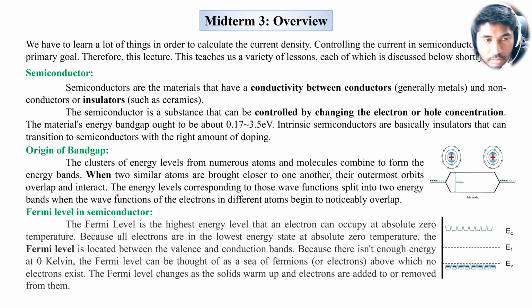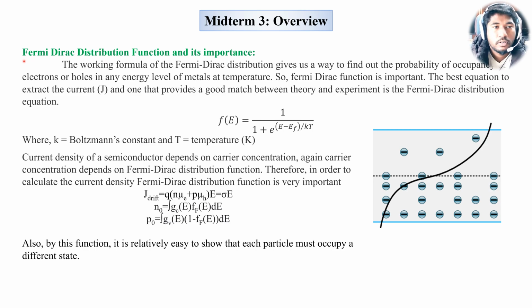And the second is energy band gap. When two similar atoms are brought close to one another, their outermost orbits overlap and interact, and the energy band gap is created, right? The third one is Fermi level in semiconductor. We have valence band and we have conduction band, and Fermi level is located between this valence band and conduction band.